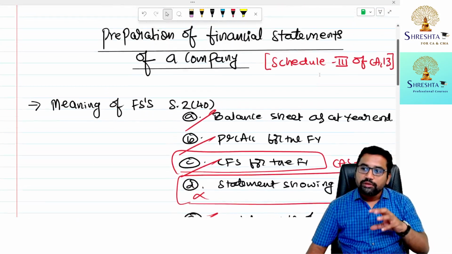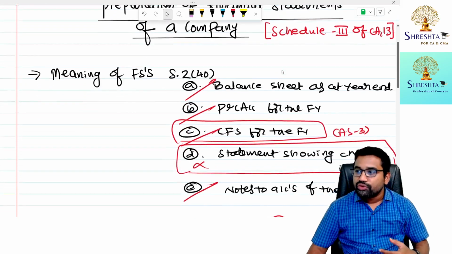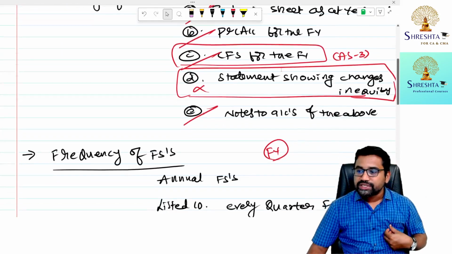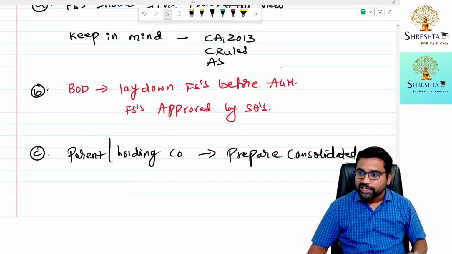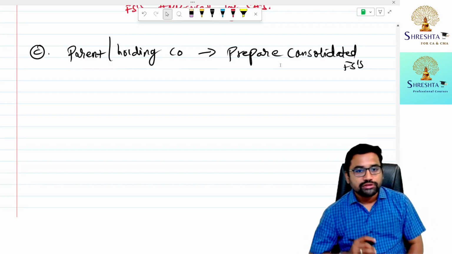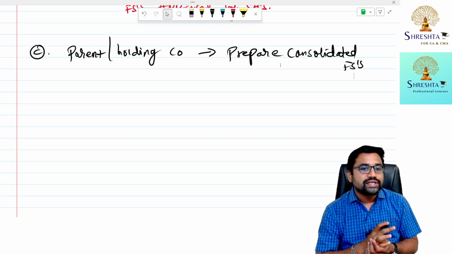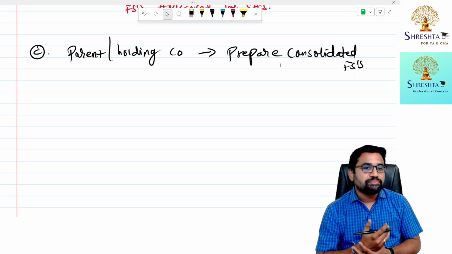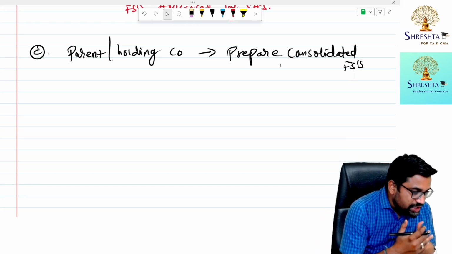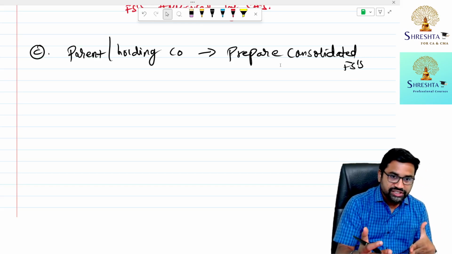These are all important points you have to learn before starting schedule 3. That's why I'm giving all this requisite information, which is there even in your material. And now we are going to start schedule 3. In the beginning itself I told you schedule 3 is the general instructions for preparation and presentation of financial statements. This schedule 3 is divided into 3 parts: division 1, division 2, division 3.